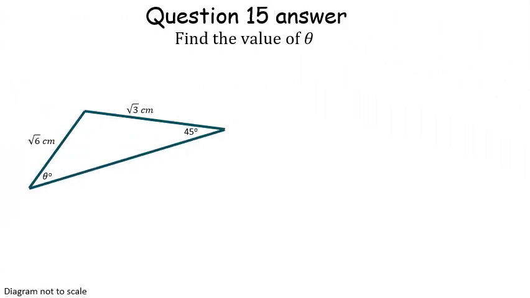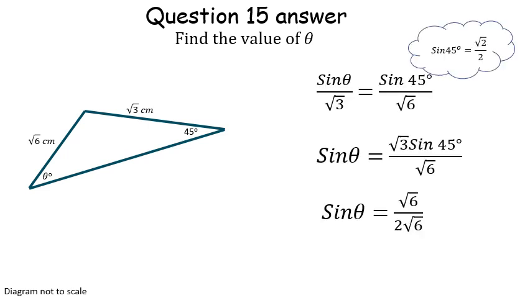Question 15. We have one angle and need to find an angle, so the easiest way to do this is by using the sine rule. Remember that sine 45 degrees is root 2 over 2. We then get that theta equals 30 degrees.